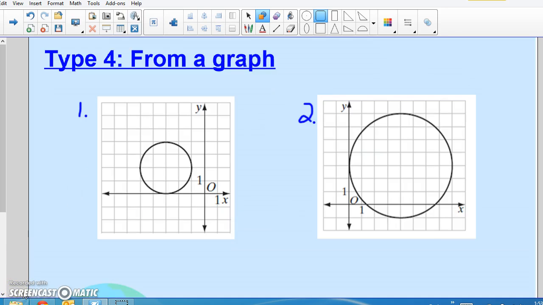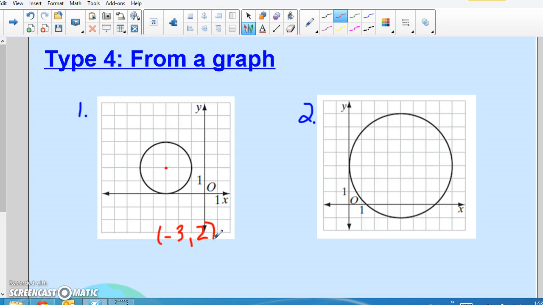Okay, one last type is finding the equation of the circle from a graph. Now I mentioned before you need the center and the radius in order to write the equation. So what we're going to do just for these is kind of look at the circle and just eyeball where we think the center is. For instance, in number 1, I'm going to say the center is right there, and the coordinates of that center then are (-3, 2).